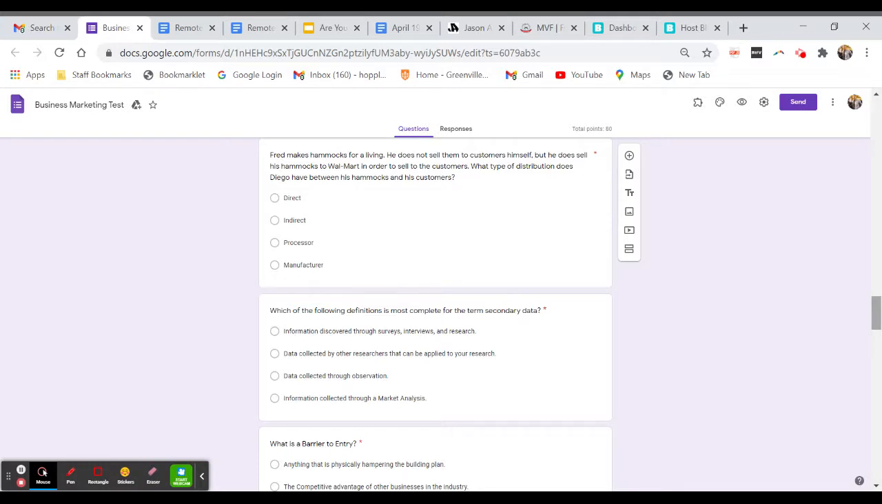Fred makes hammocks for a living. He does not sell them to customers himself, but he does sell his hammocks to Walmart in order to sell to the customers. What type of distribution does Diego have between his hammocks and his customers? Direct, indirect, processor, or manufacturer?